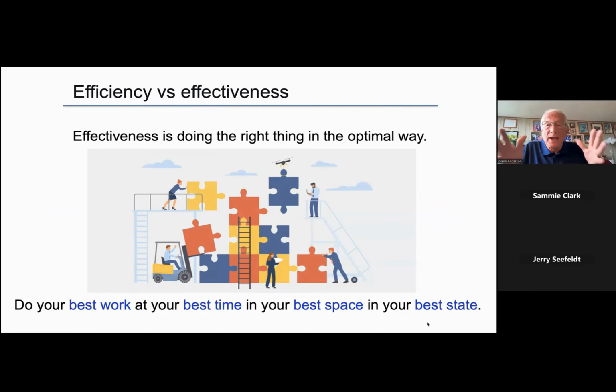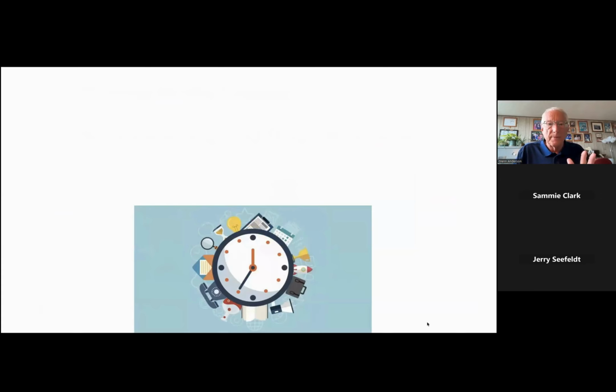Where is the best space that you can be most effective and productive? And maybe you need quiet. Maybe you need not to be disturbed by other people. What is your best space? And then you need to be in your best state, rested, hydrated, in your best state. This is how you achieve effectiveness.